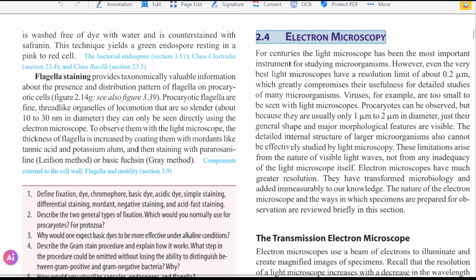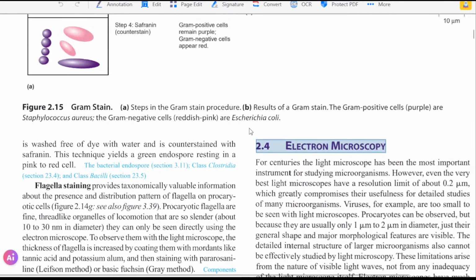So they are saying if you want to see them under the light microscope, you have to stain them, and before staining them you have to use the mordants. You have to use the glue for coating to make the stain more visible. The mordants used here are tannic acid and potassium alum. Remember, the mordant in the Gram staining is the iodine solution. Pararosaniline, Leifson method or basic fuchsin method.